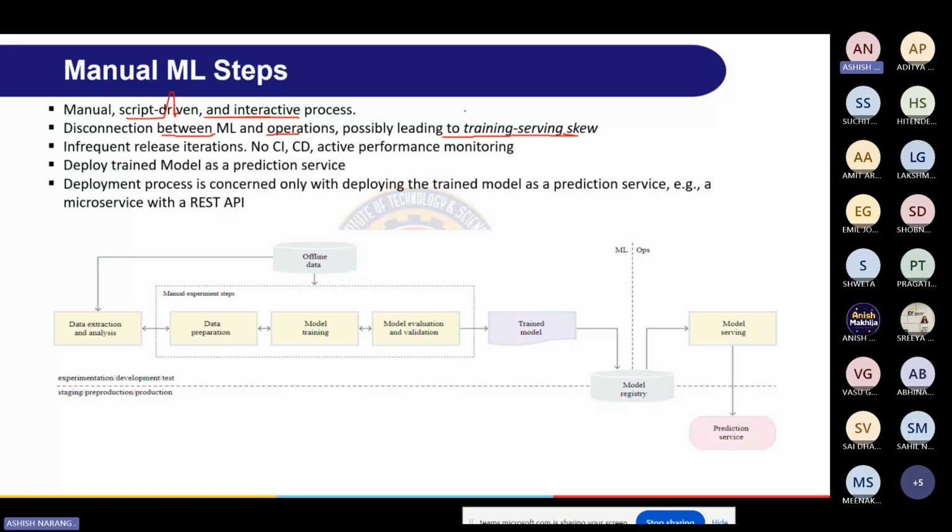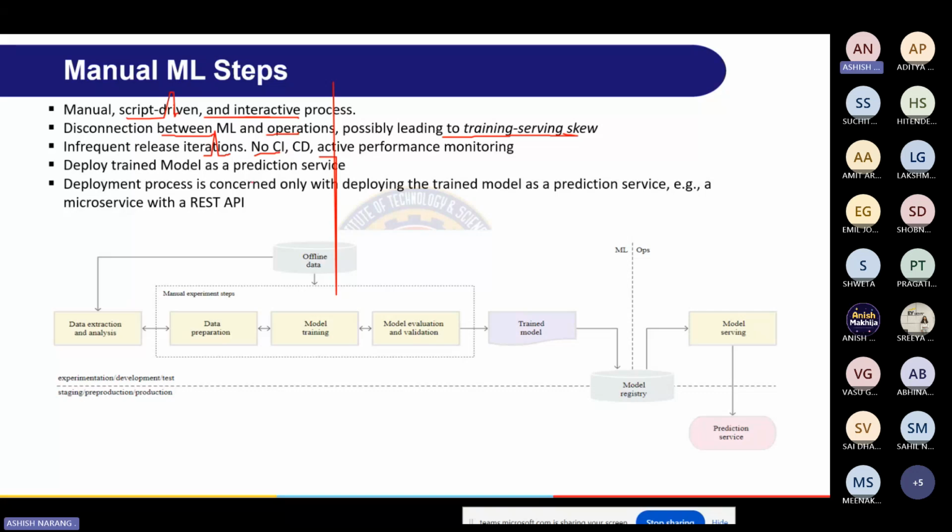And there are infrequent release iterations if you do it manually, no CI/CD, no active performance monitoring. You deploy a trained model as a predictive service, and the deployment process is concerned with only deploying the trained model as a prediction service. Right, that's all. You can deploy it as a microservice with a REST API and give it a call whenever required, right? So that was the thing in manual.